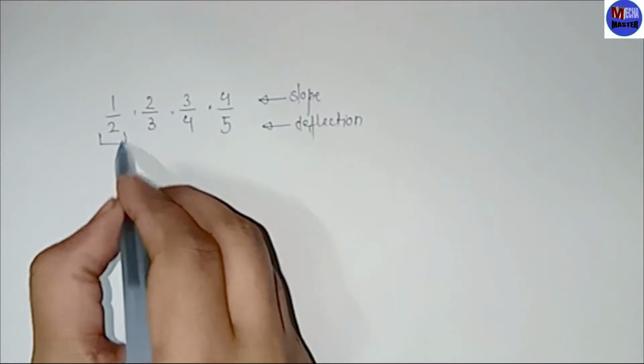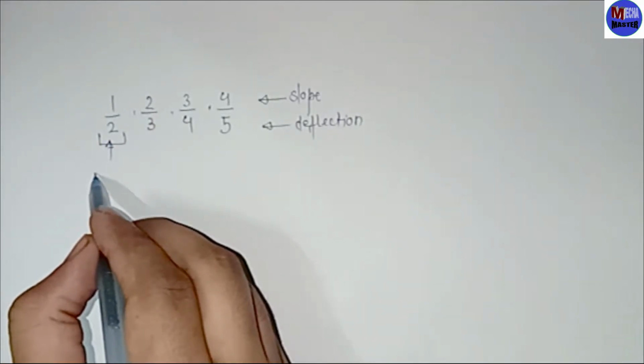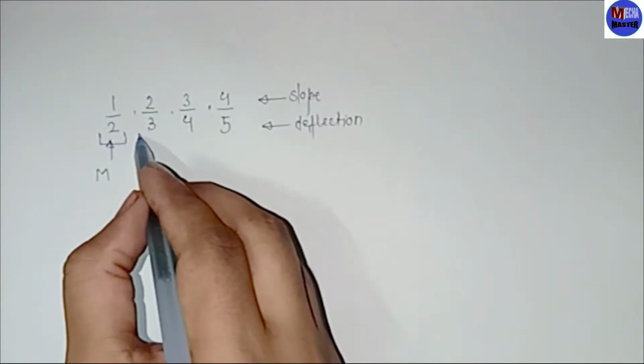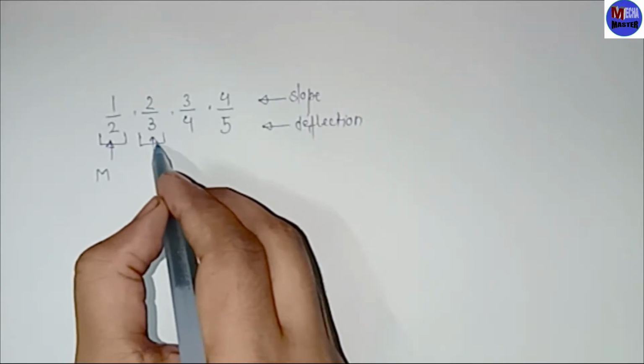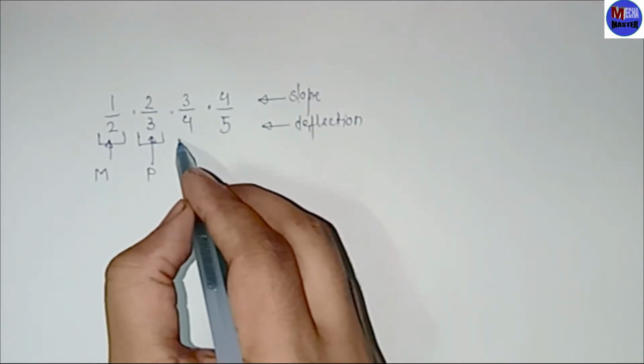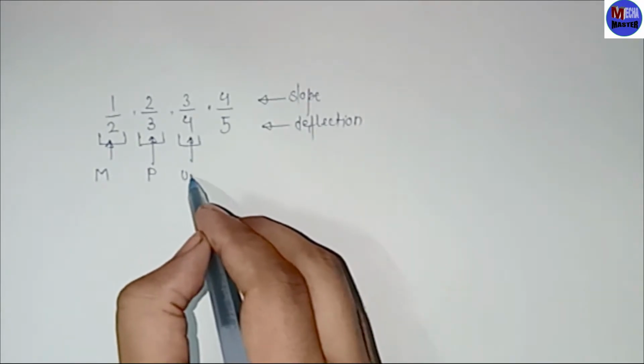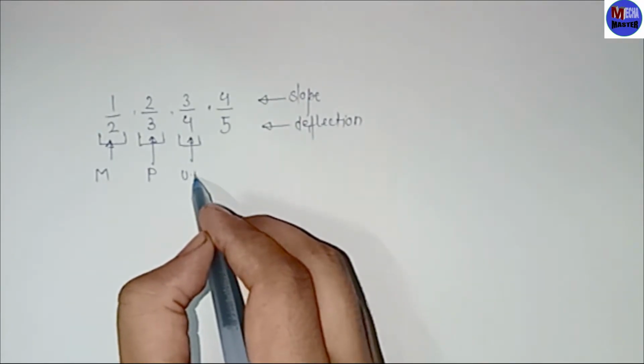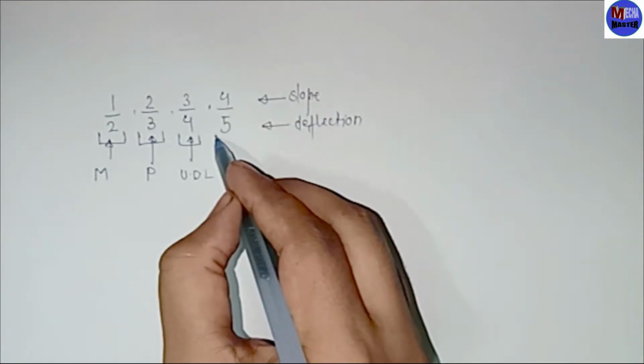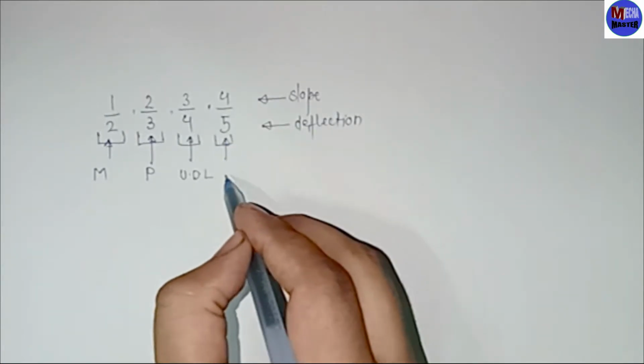The first one is for bending moment M. Second one is for point load P. Third one is for UDL and the fourth one is for UVL.